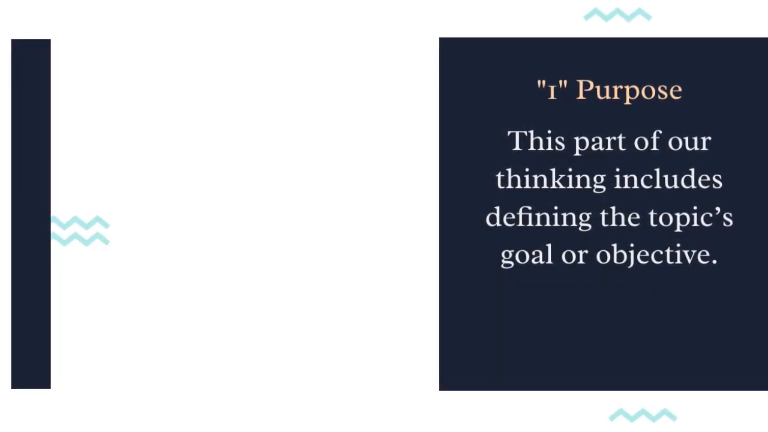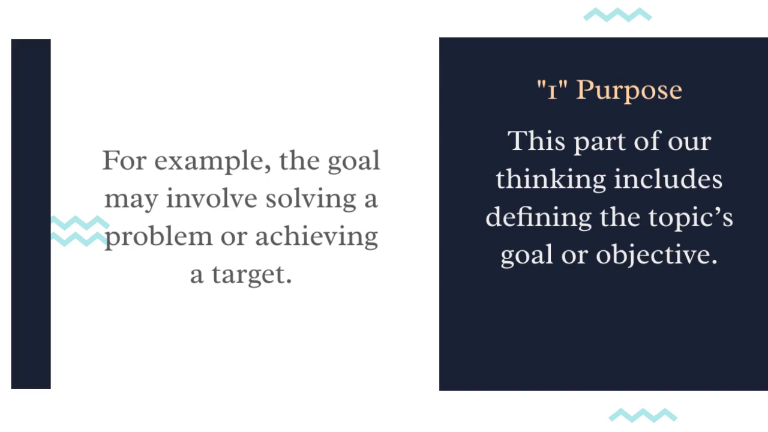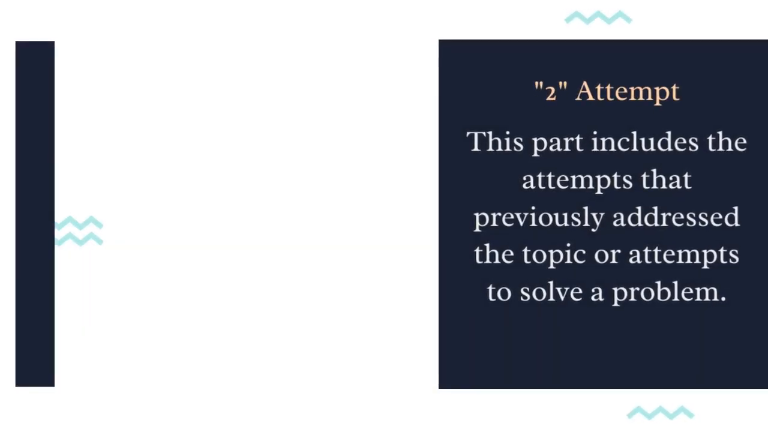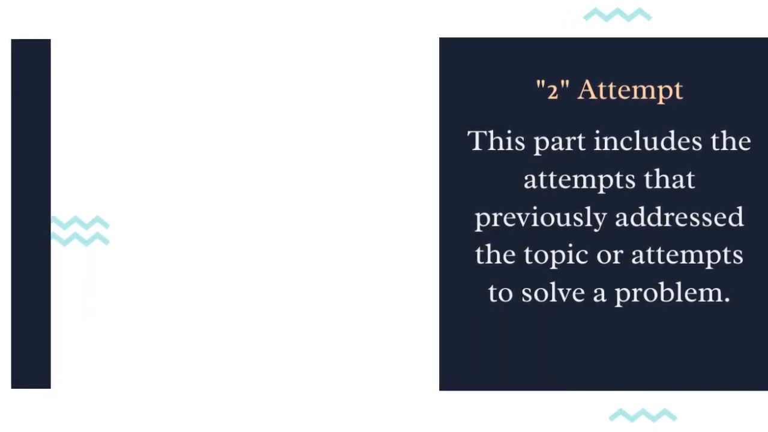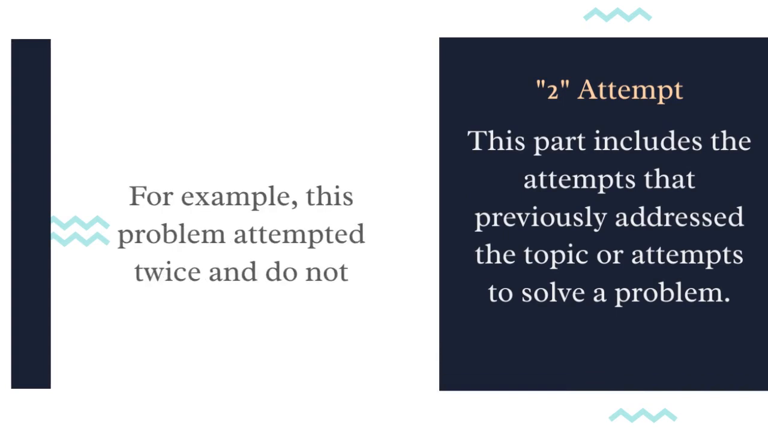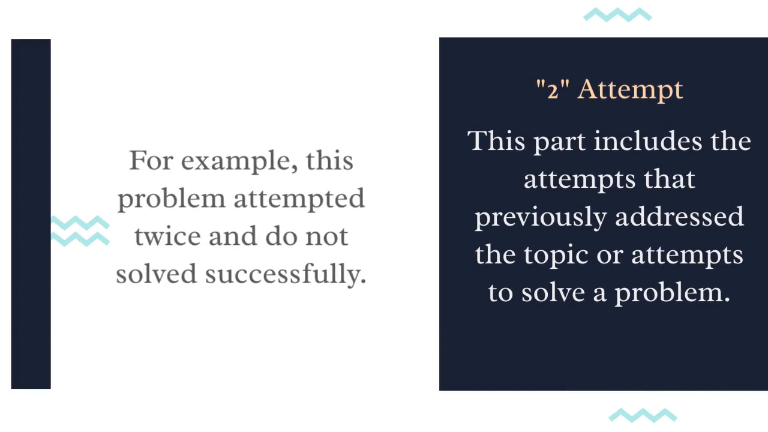First, the purpose. This part of our thinking includes defining the topic's goal or objective. For example, the goal may involve solving a problem or making a decision. Second is the attempt. This part includes the attempts that previously addressed the topic or attempts to solve a problem. For example, this problem was attempted twice and was not solved successfully.